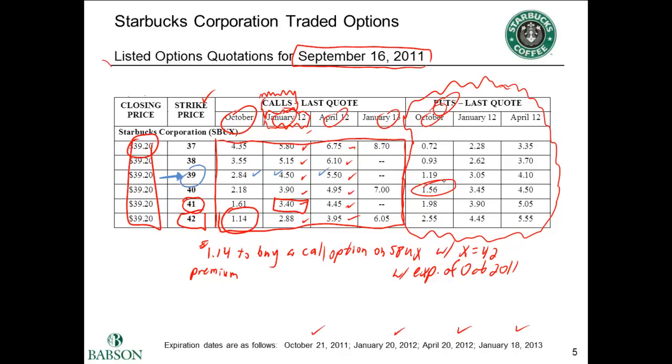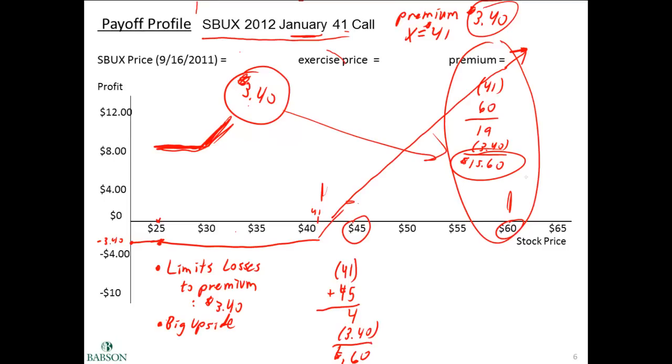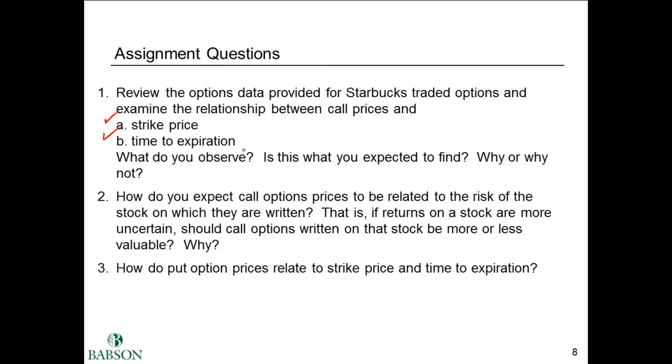How about the put options? Same thing. So what do we observe? We observe that the longer the maturity, the higher the premium. And the reason is that the longer the maturity, the greater the chance that the call option or the put option is going to finish in the money.